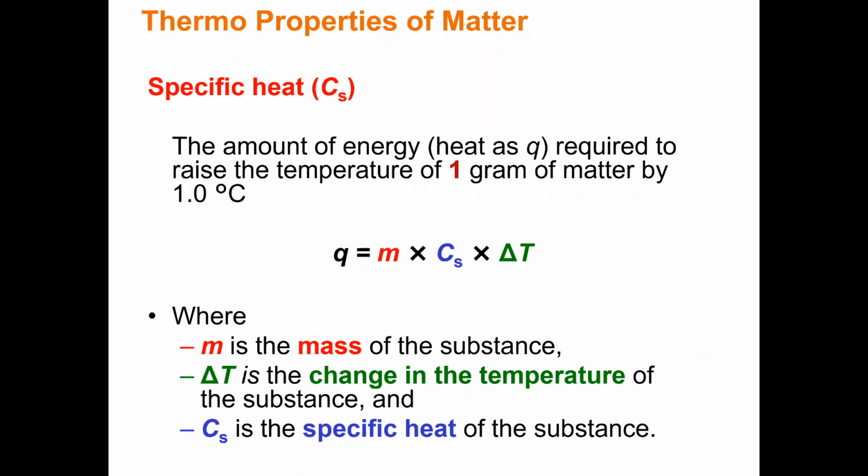But then we have specific heat. When we talk about specific heat, we're talking about a substance. Specific heat is the amount of energy required to raise the temperature of 1 gram of matter by 1 degree C. Notice this time in our Q equation, we have to take mass into account. So Q is equal to M times Cs times delta T, and we put a little s by the C to let us know it's specific heat, not just heat capacity. Here M is the mass of the substance, delta T is the change in temperature of the substance, and Cs is the specific heat for the substance.